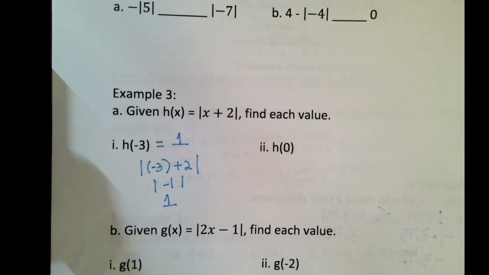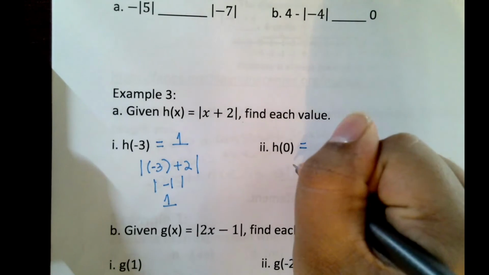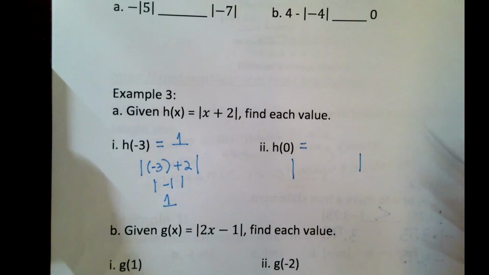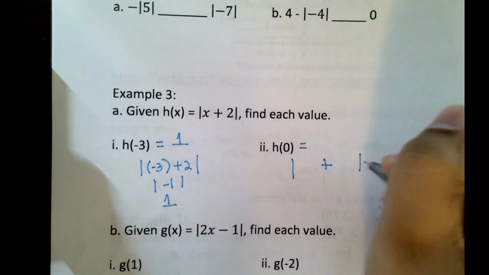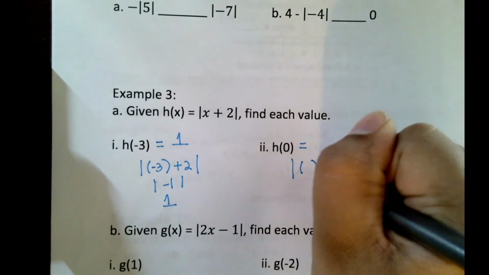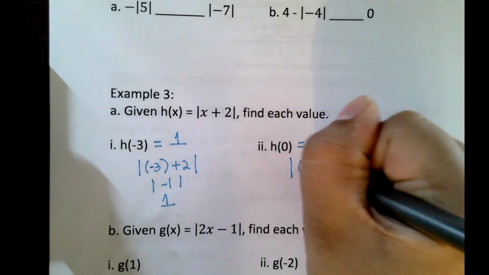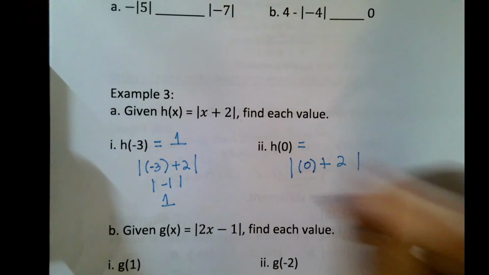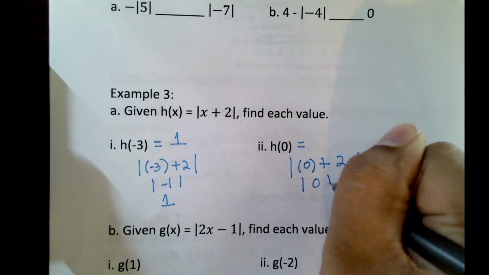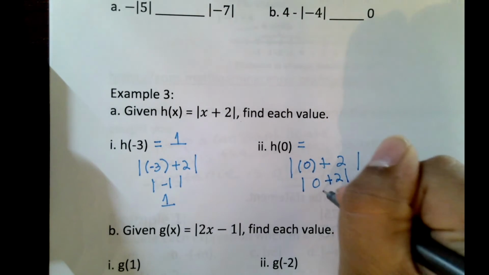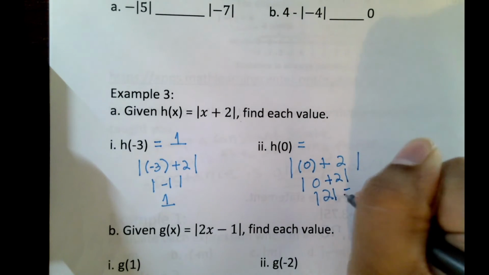Alright, so the same thing goes over here. We've got our absolute value. We've got our plus 2. And we need a little blank space for wherever our x is. Now what we plug in is in parentheses. So we're going to plug in 0. 0 plus 2 is what this becomes, which is the absolute value of 2, which is in fact 2.